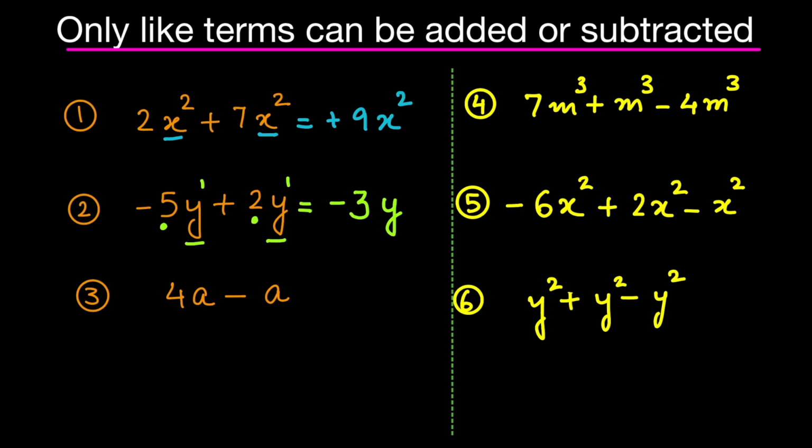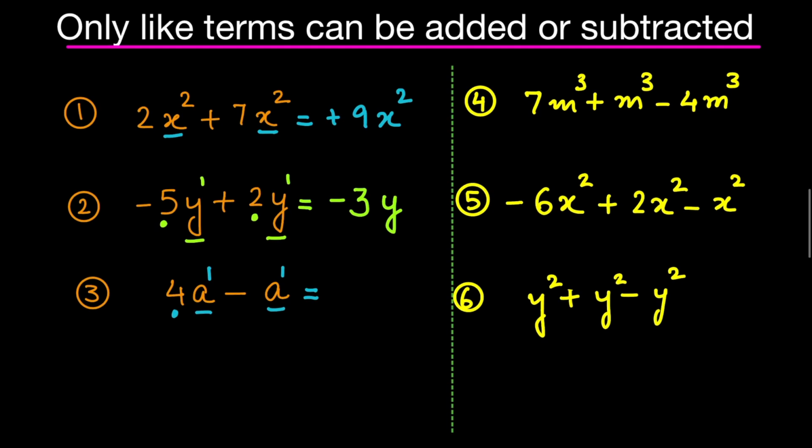Same way the next example. In this we see that the variable is the same, exponents are the same. Here we see the number 4, but we do not see a number with this part. Whenever you do not see any number, you can put 1 with it. Now we can see the numbers are positive 4 and negative 1. So this will together be 4 minus 1, which will be 3. So the variable continues a.